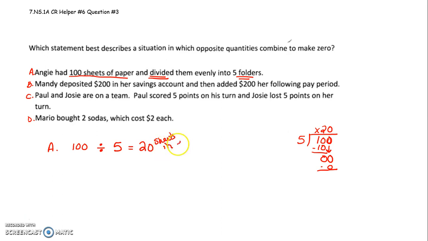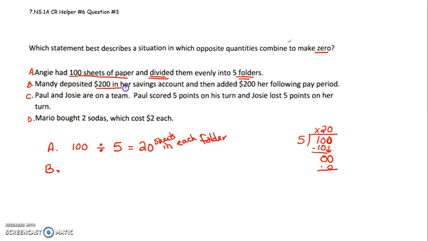Sheets in each folder. Okay, the whole point of letter A is that's not going to make 0. I'm looking for it to combine to make 0. Letter A, those numbers combine to make 20. Let's take a look at letter B.